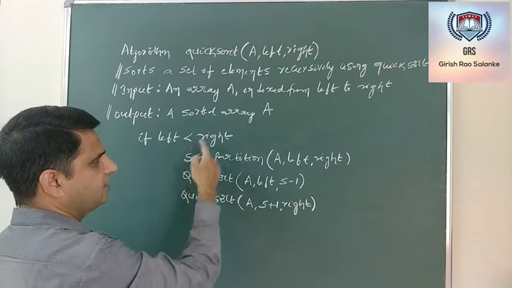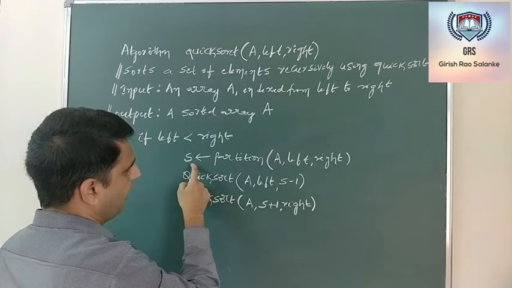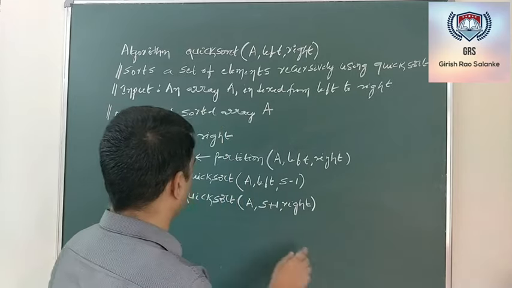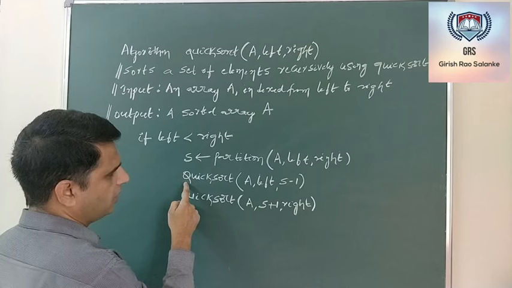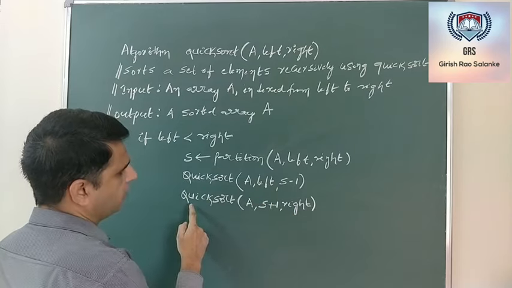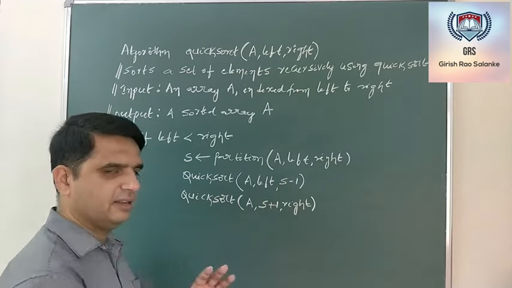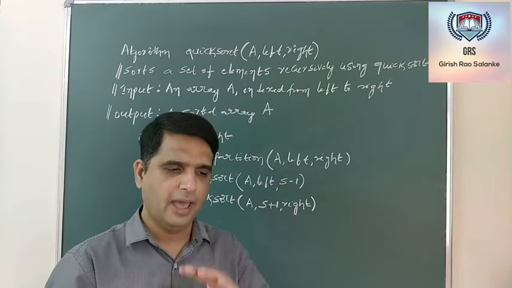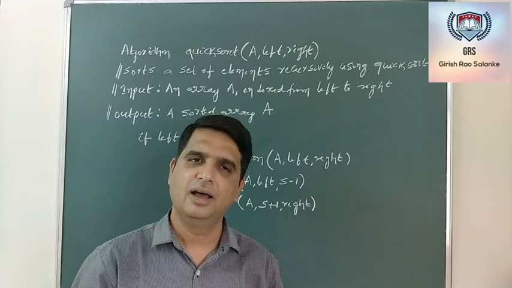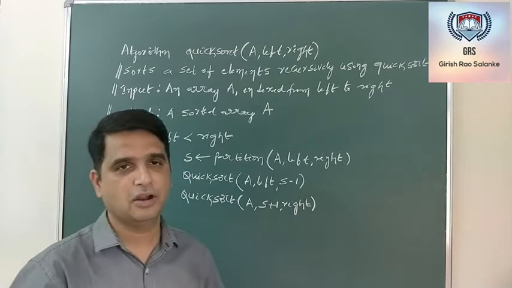Now the pivot element will be swapped to the s position, and we need to do quicksort on the left array, and we need to do it on the right array. So if you see, next I am calling quicksort from left to s minus 1, and again I am calling quicksort from s plus 1 to right. Why is there no s? Because s is the position of partition. I am moving the pivot element to s position, wherein it has occupied its sorted position in the array. So this was about the quicksort algorithm.